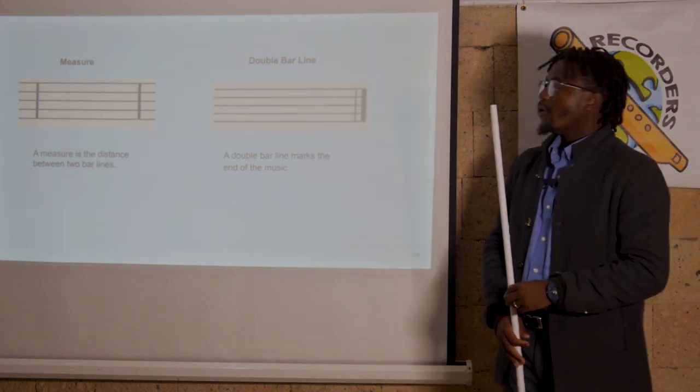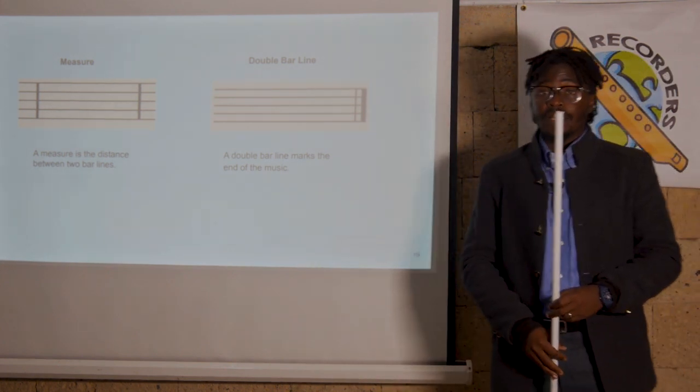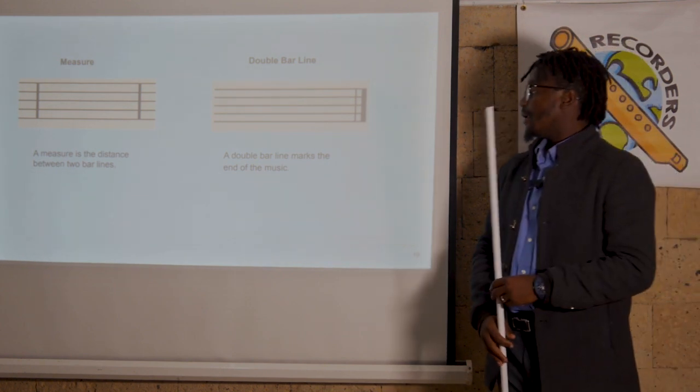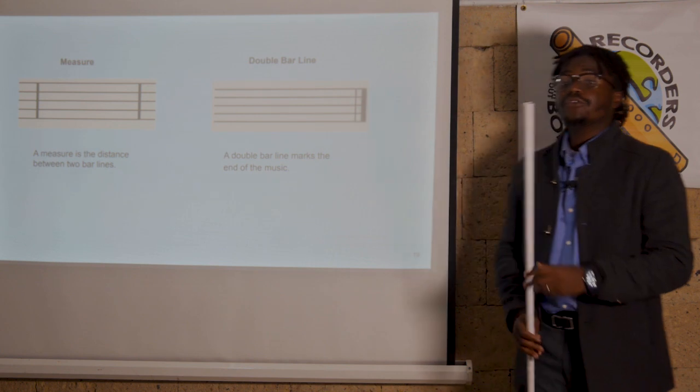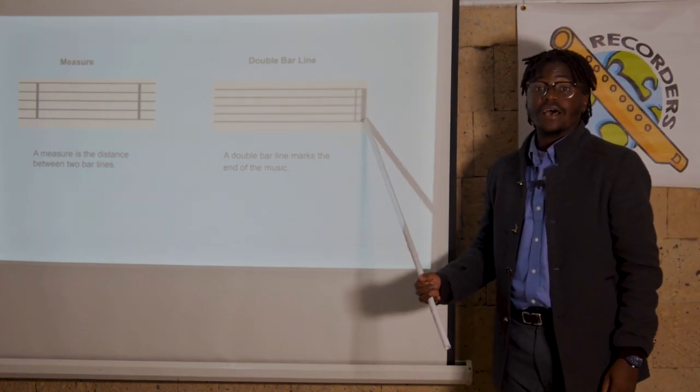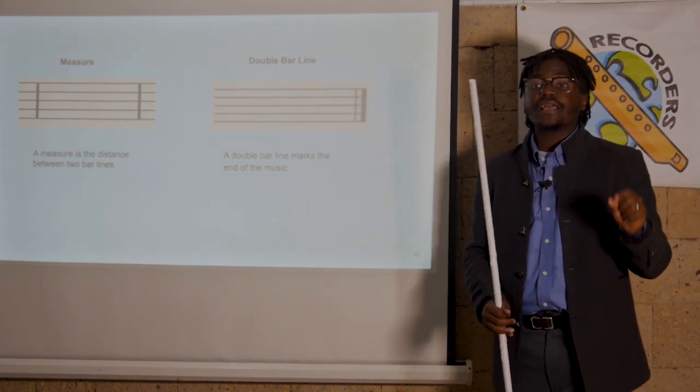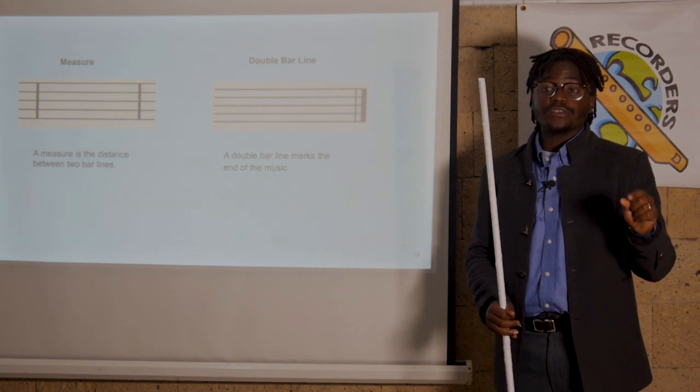So we're also going to look at a double bar line. You should take note that a double bar line marks the end of a music piece. So whenever you see a double bar line on a staff, that means we have definitely come to the end of the piece of music.